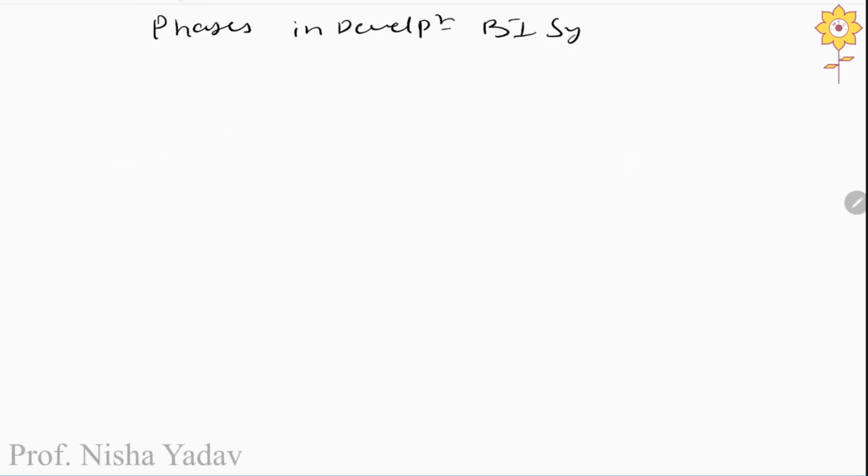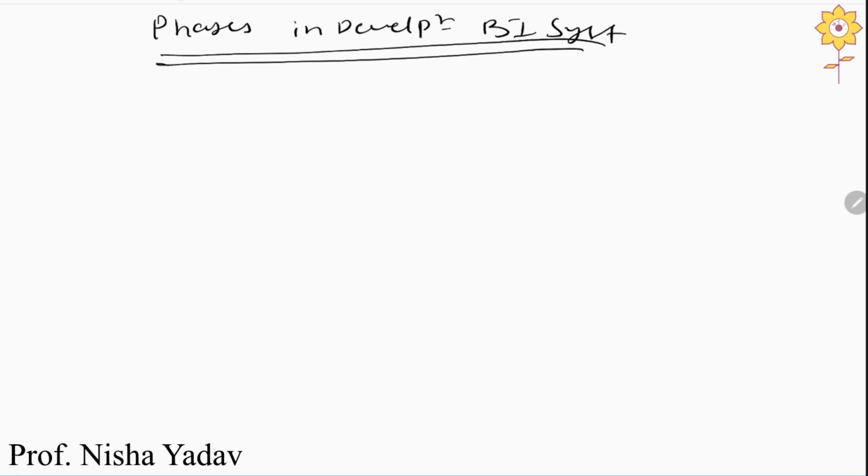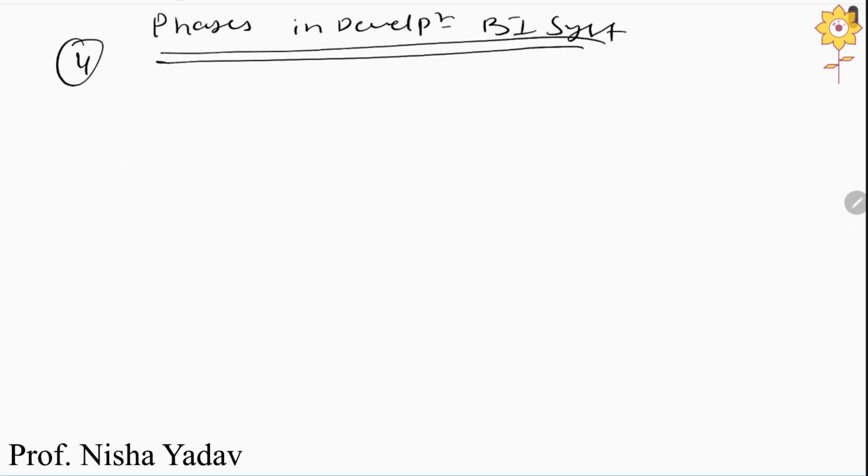In today's session, we will be seeing the different phases that are involved in development of a BI system. So, the title of today's video is Phases in Development of Business Intelligence System. This development of a BI system involves 4 different phases. Starting with the first phase, which is known as analysis phase.